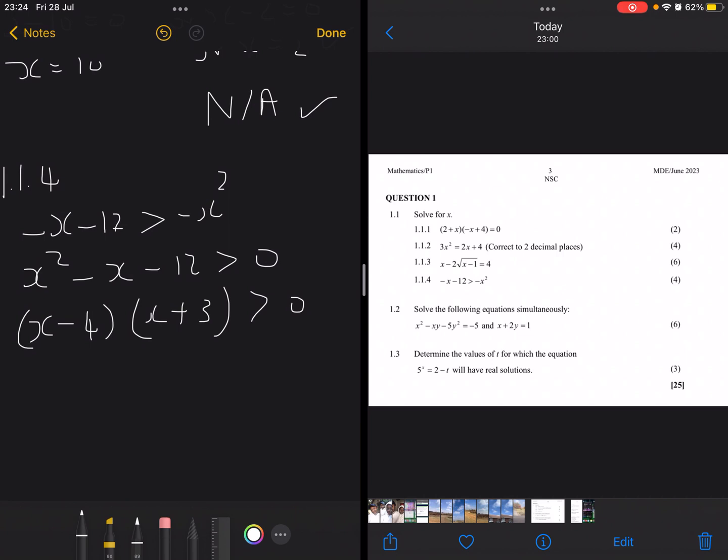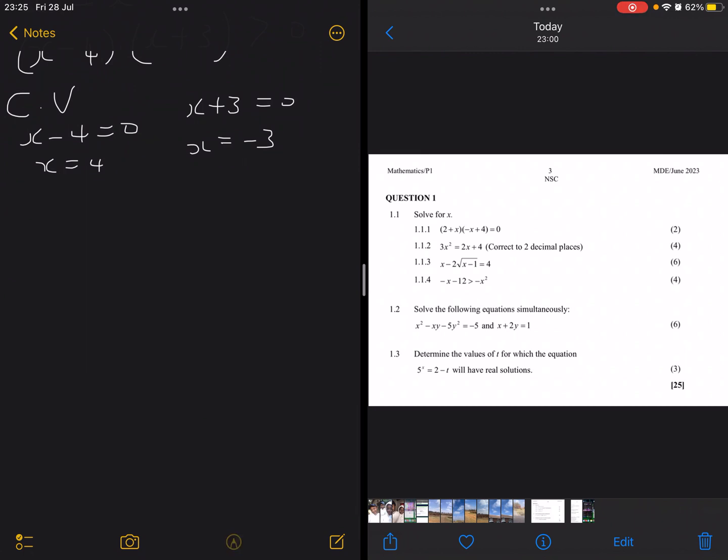The next step is very crucial because it gives you a mark. You must identify your critical values, of which I like to use CV. And your critical values are basically you saying x minus 4 is equal to 0 and x is equal to 4, and x plus 3 is equal to 0 and x is equal to negative 3. Now, most learners would then leave from this part, of which that's when they lose their marks and end up getting 2 marks or sometimes 3 marks.